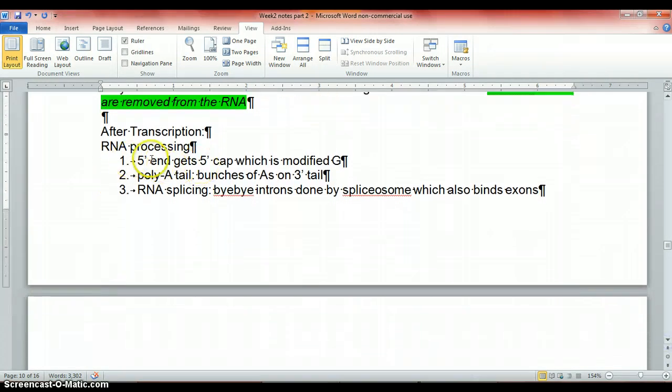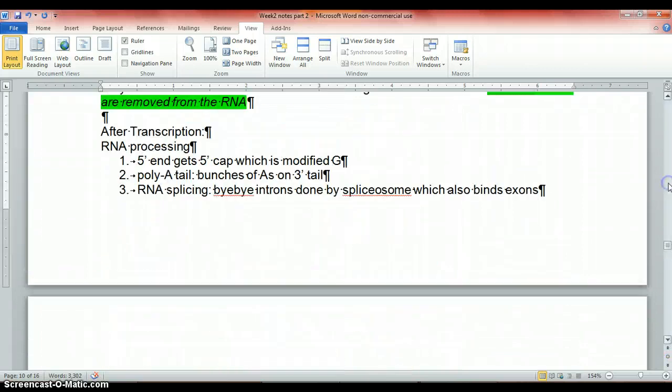The 5' end gets a cap, which is modified with the G, and gets a poly A tail, which is a bunch of A's on the end, the 3' end. RNA splicing of introns is done by the spliceosome, which also binds the exons. What this means is we're going to stick a little top on it, or stick a tail on it so it can wiggle around, and we're going to get rid of anything that's not coding and just leave the stuff that is coding.